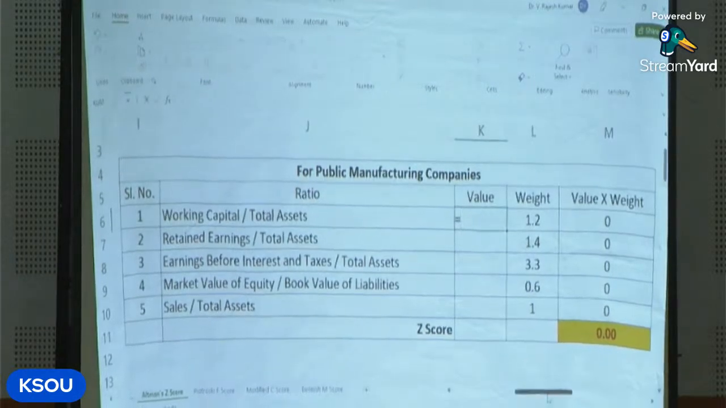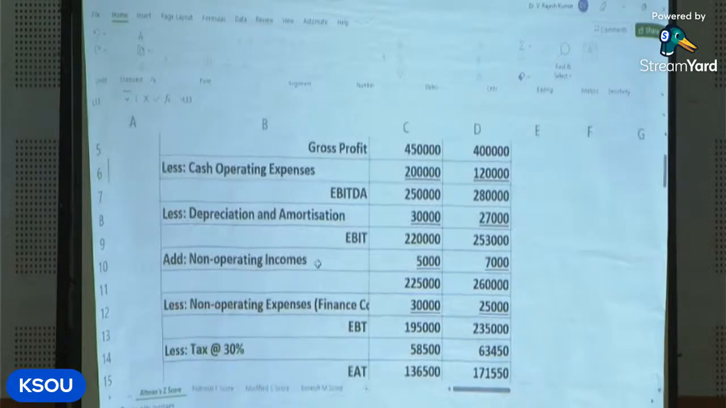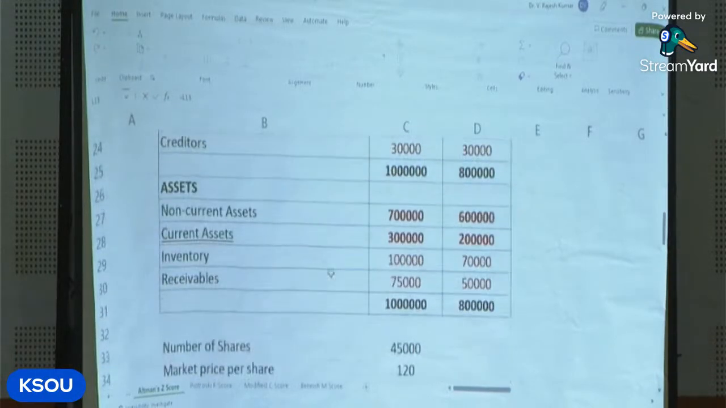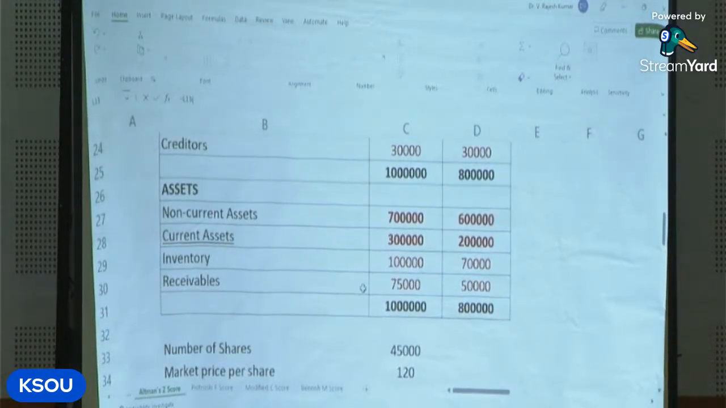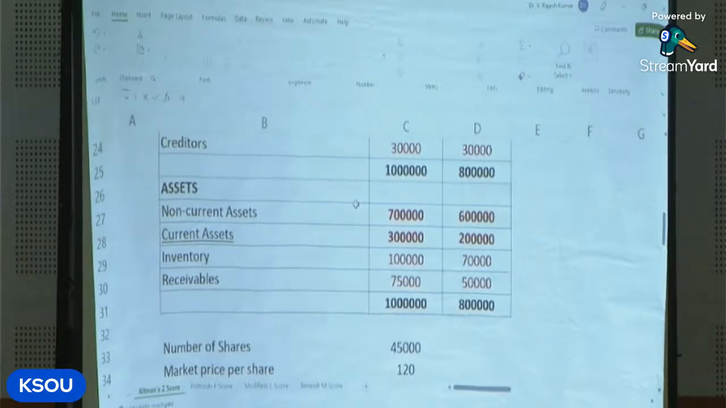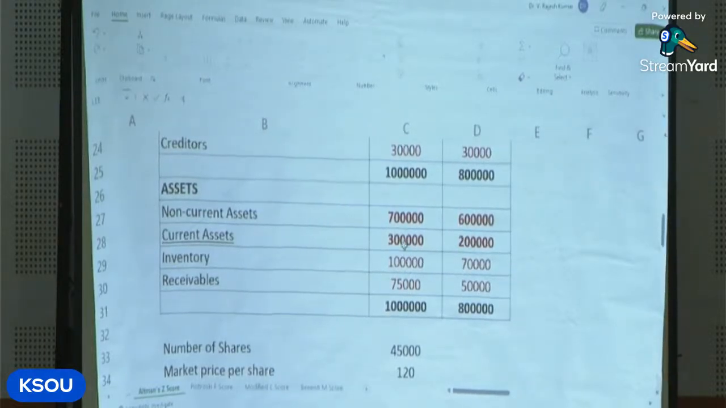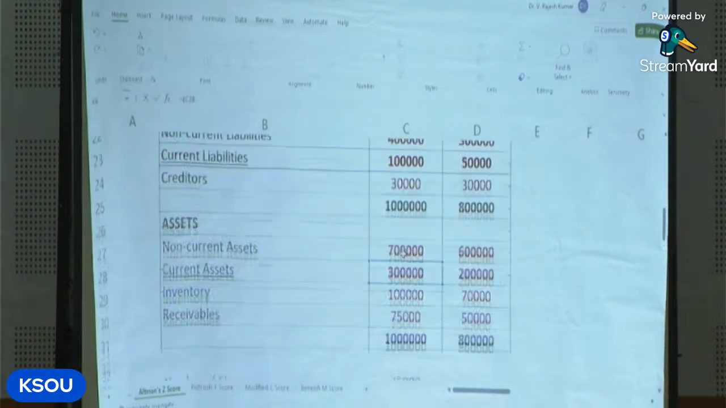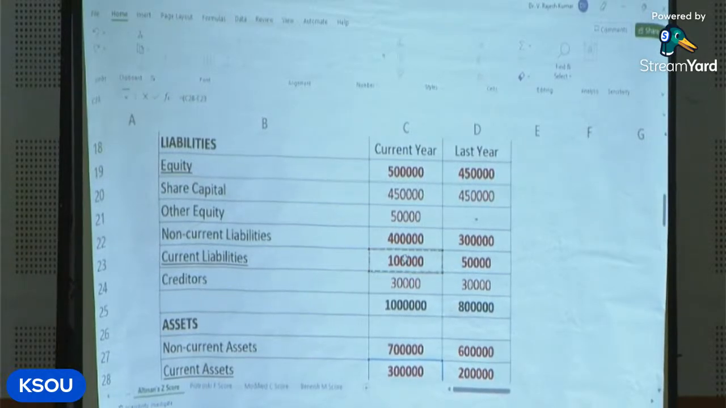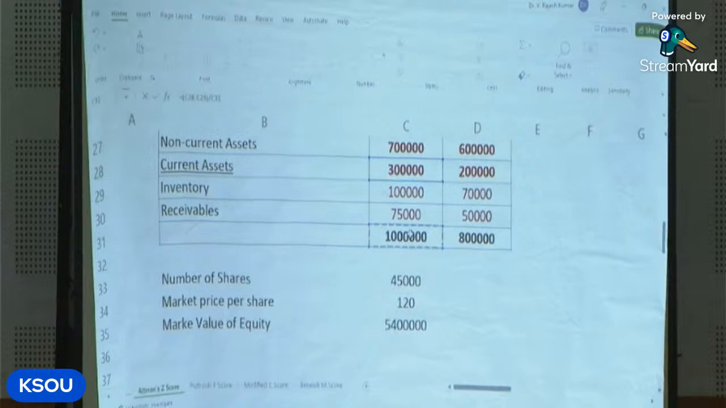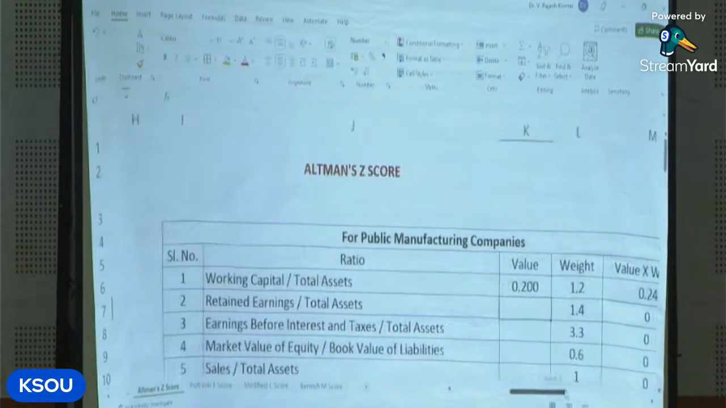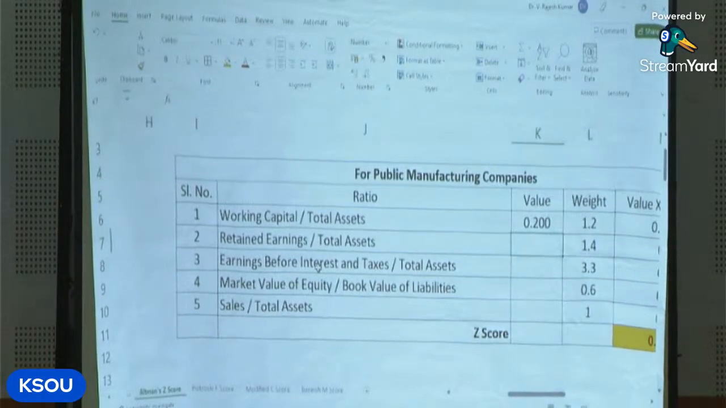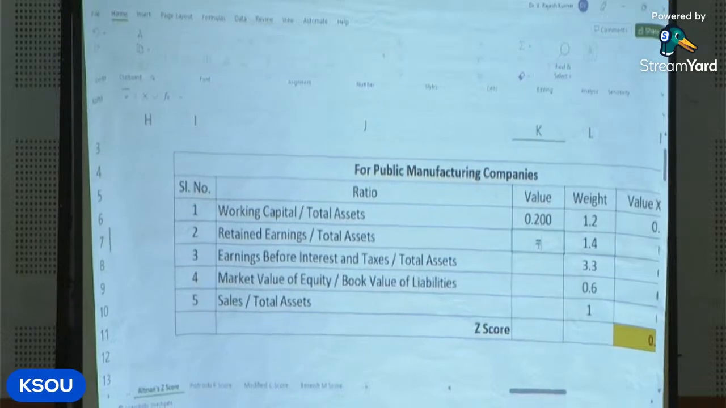How to calculate? The same example that I showed you earlier, I've taken here. So how do we calculate working capital? Current assets is 3 lakh, which includes inventory and receivables, minus current liabilities 1 lakh, divided by total assets 10 lakh. So this is one score. All that I've done is take working capital by total assets. I'm just demonstrating how it is to be calculated. Okay. What's the next one?